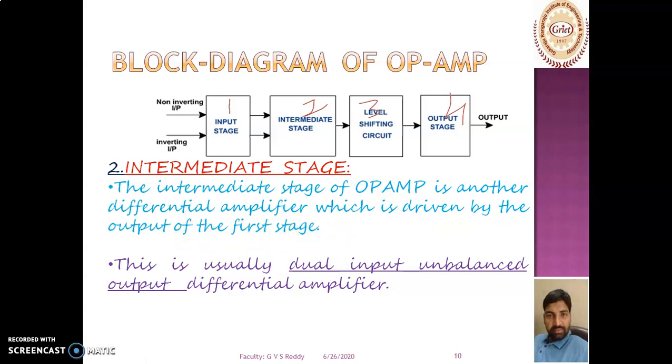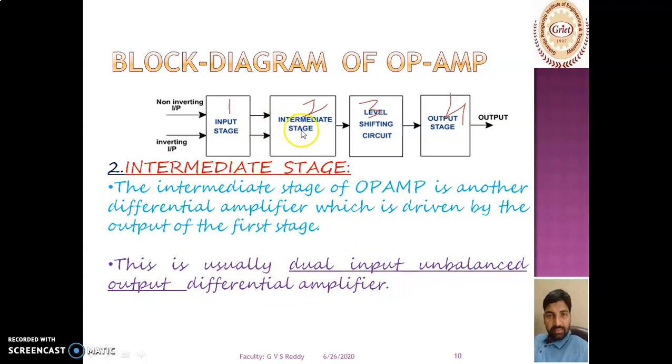So from the four types of differential amplifiers, the first type, dual input balanced output differential amplifier, is used within the first block, and the second type, the dual input unbalanced output differential amplifier, is used within the second block of the operational amplifier. The second block, that is the intermediate stage, is usually a dual input unbalanced output differential amplifier.